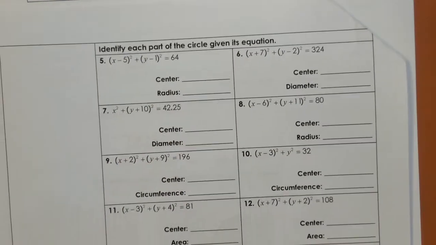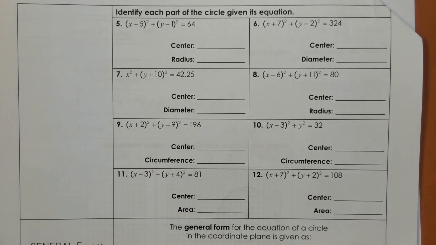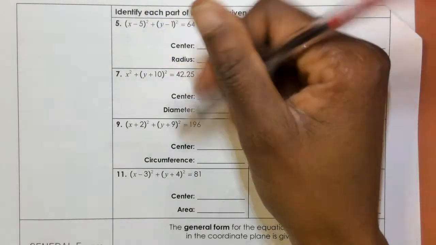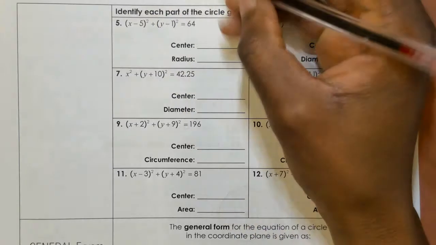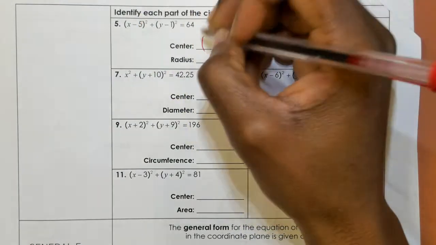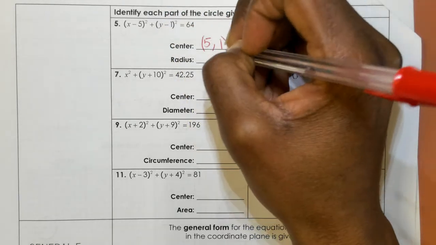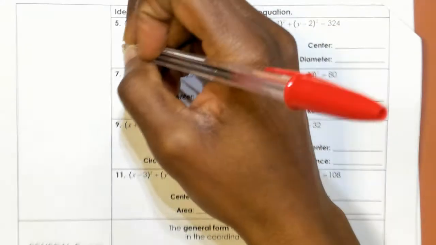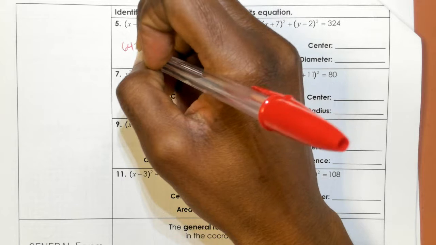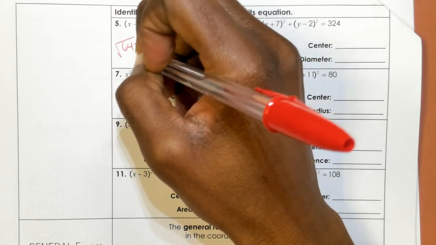Okay, numbers 5 through 12 is very similar, but you don't have to graph it. So you're identifying the center, so that part should be very quick for all of these. So you're just changing the signs here. So this is a minus 5, which means it's going to be 5. And this is a minus 1, so it's going to be (5, 1). The 64 is equal to r squared, so the radius, if we square root both sides, is just 8.